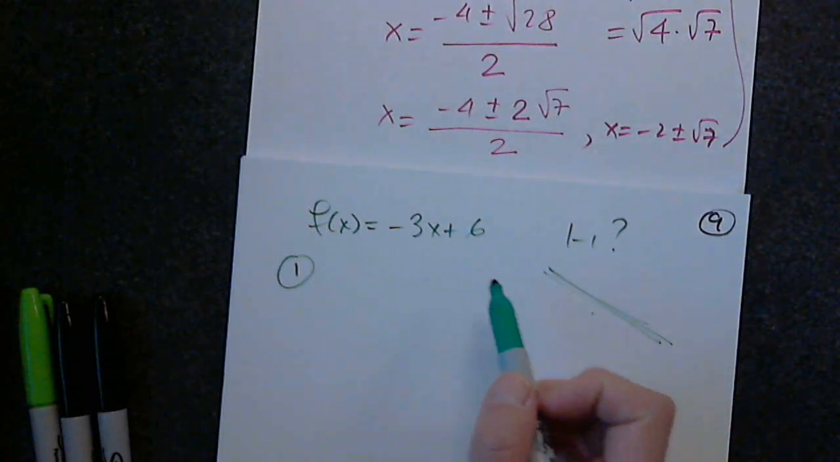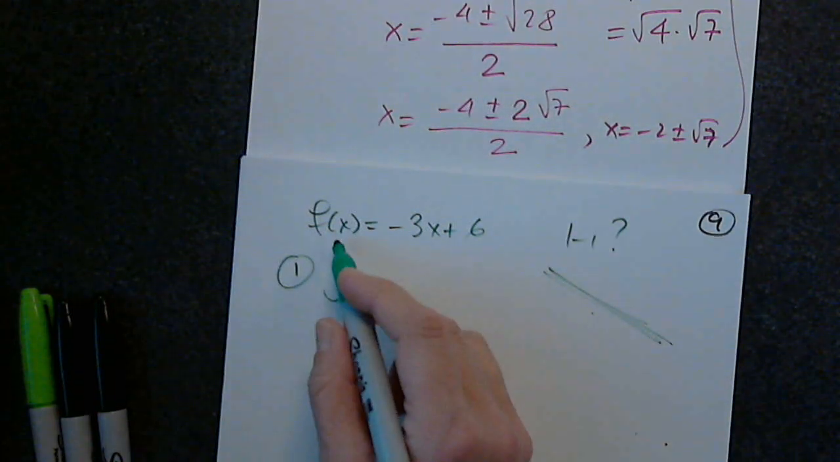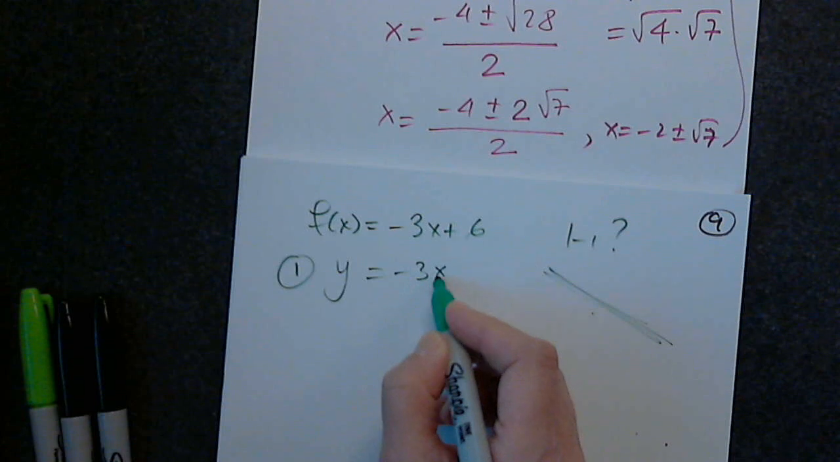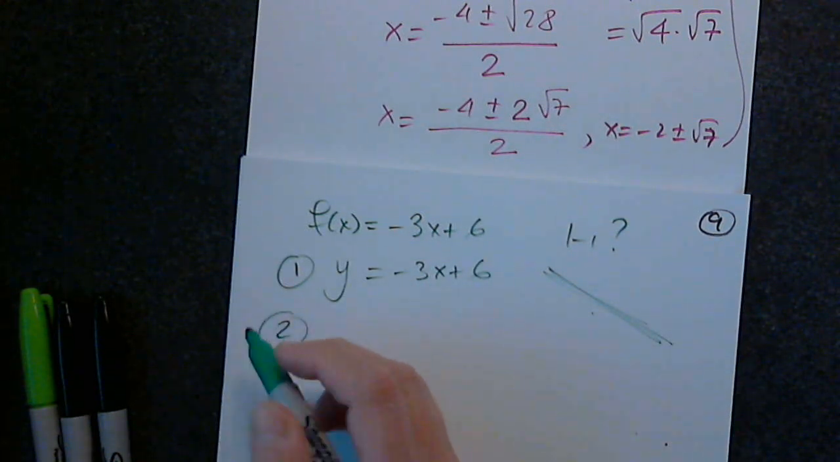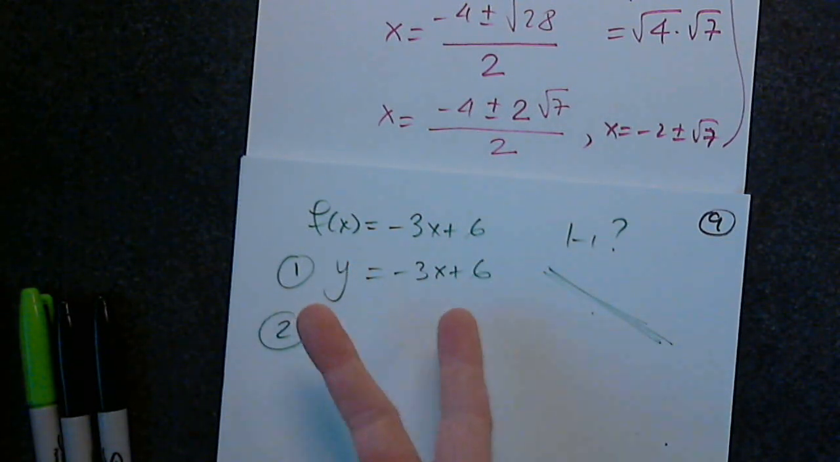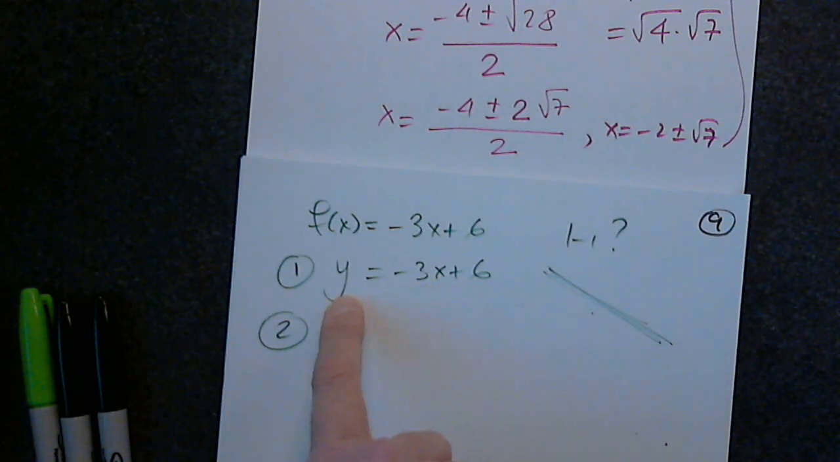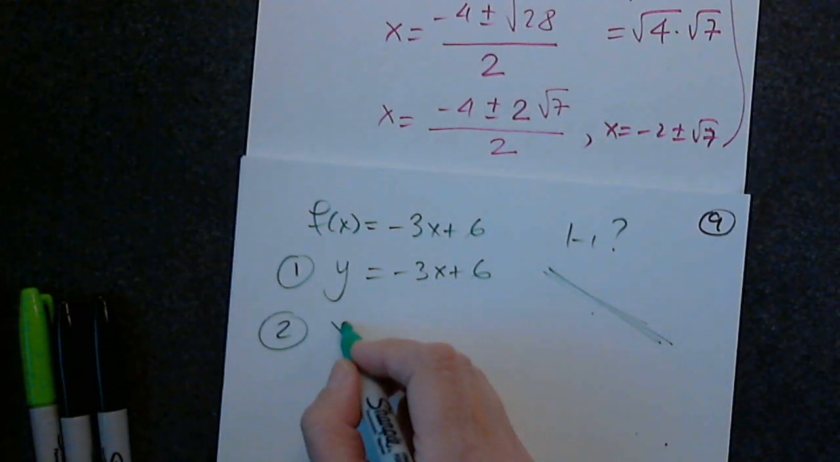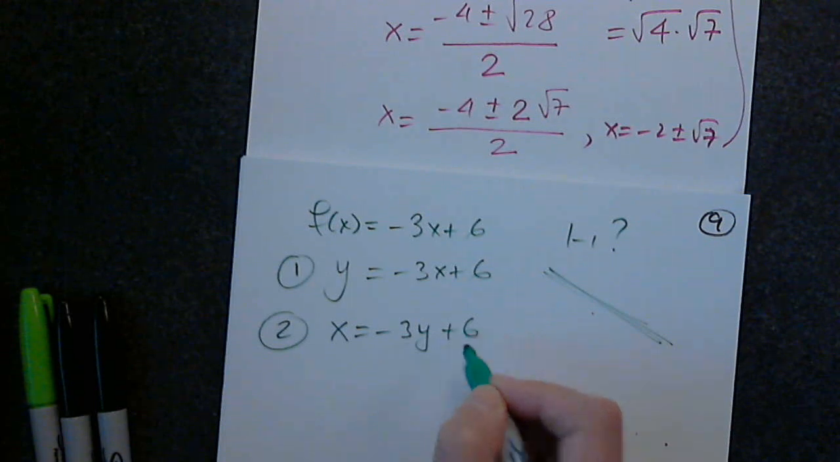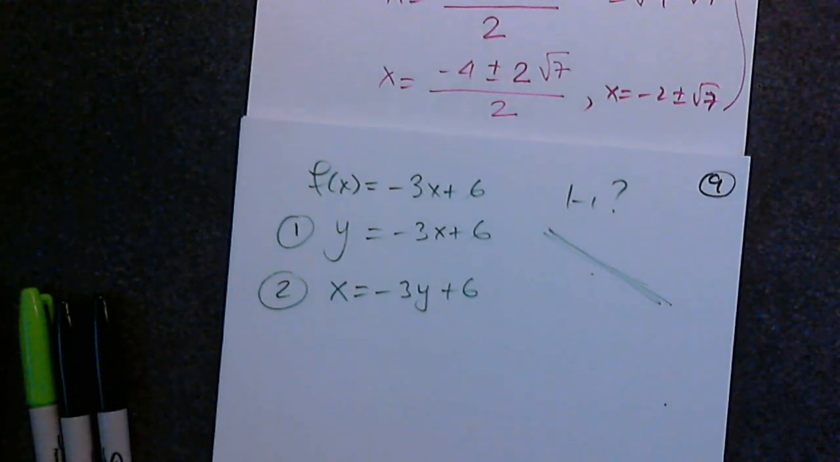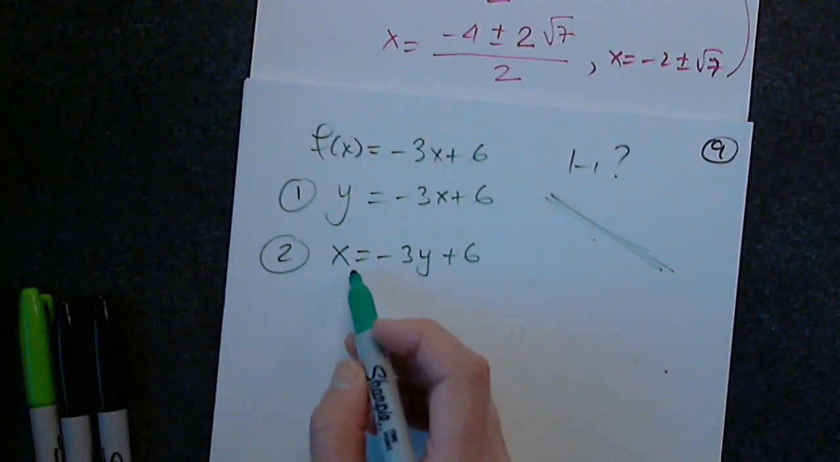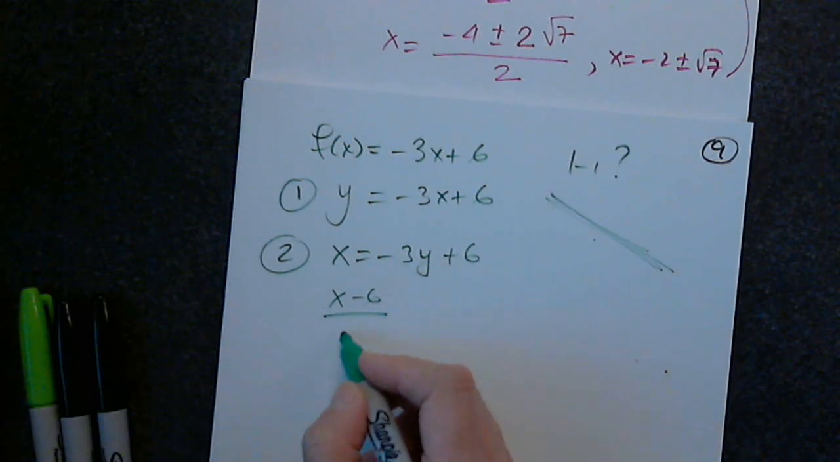To find the inverse of a one-to-one function, I replace f of x by y: y equals negative 3x plus 6. In step number 2, I swap the variables because now x becomes y and y becomes x. So then x equals negative 3y plus 6. In the next step, I have to solve for y. So I will subtract 6, and I'll divide by negative 3.